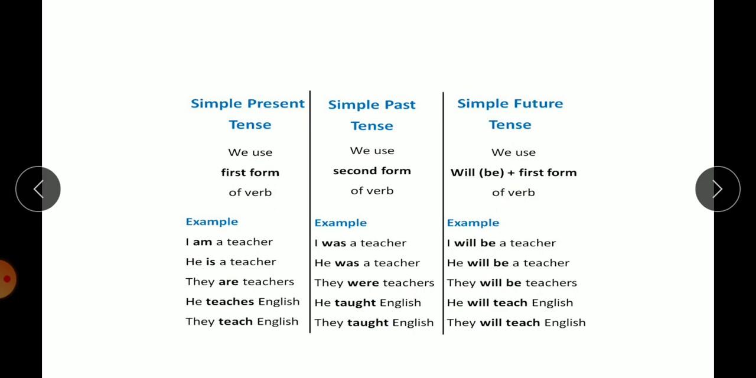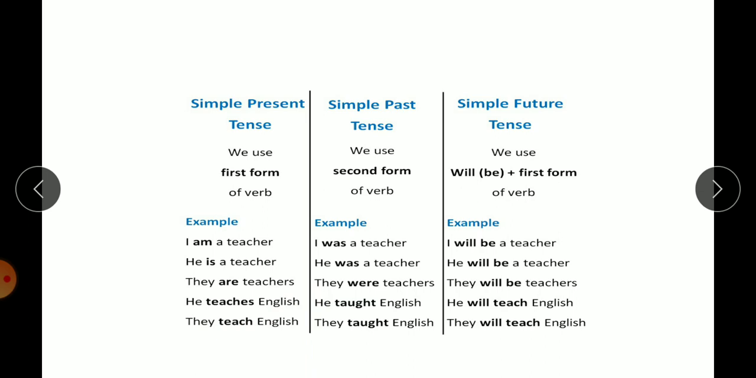So this is what I just explained to you. Like in simple present tense, we use the first form of the verb. In simple past tense, we use the second form of the verb. In simple future tense, we use will, then be, and the first form of the verb. Like in present tense, I am a teacher. He is a teacher. They are teachers. He teaches English, they teach English, right?